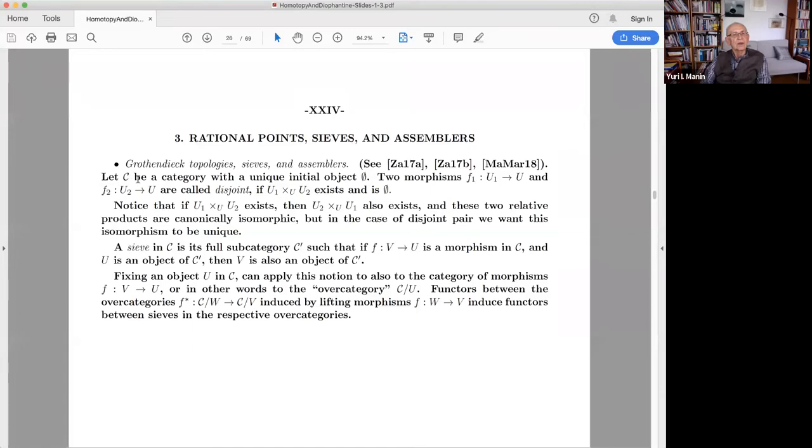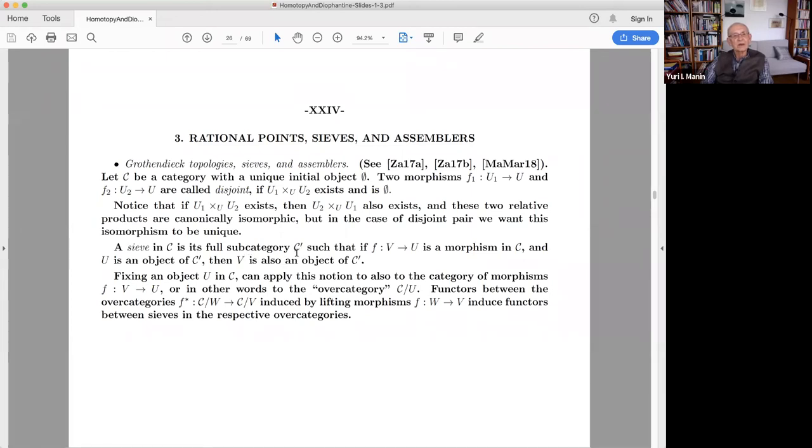So consider a category. We ask nothing about it temporarily. The only thing that we want is that it should have a unique initial object, the empty set, so to speak. And then two morphisms, U1 to U and U2 to U, are called disjoint if there exists the fiber product of U1 and U2, and it is empty. If it is so, then this product also exists, and they are canonically isomorphic. But in the case of a disjoint pair, we want this isomorphism to be unique, because between two empty sets there exists a unique isomorphism. And a sieve in this category is then some full subcategory C prime.